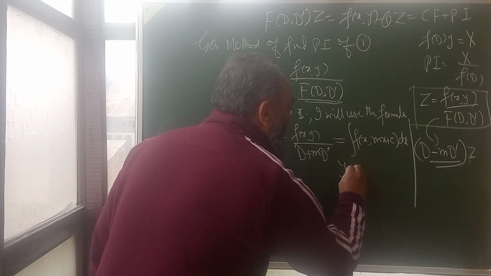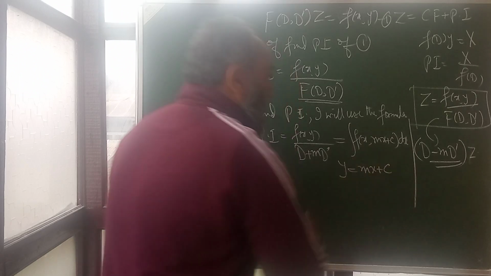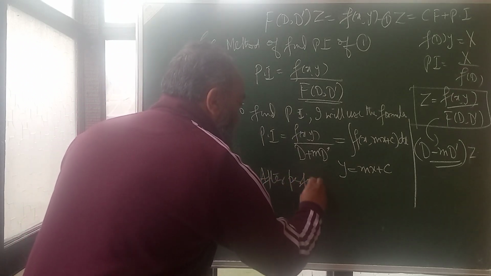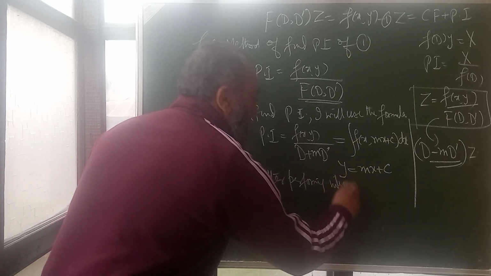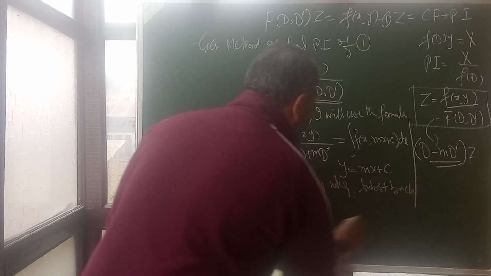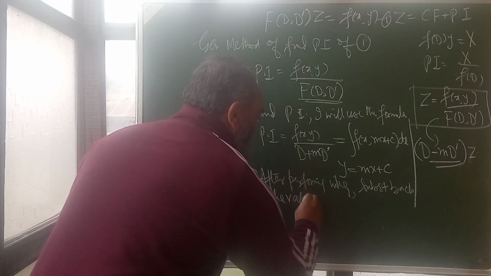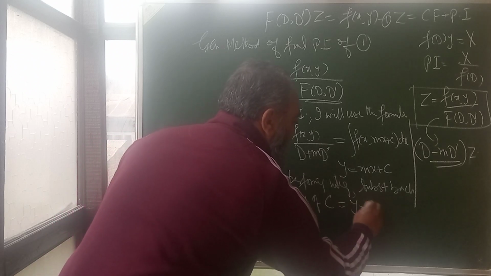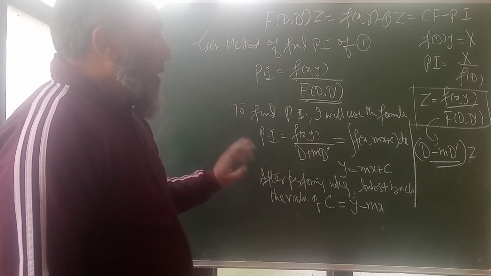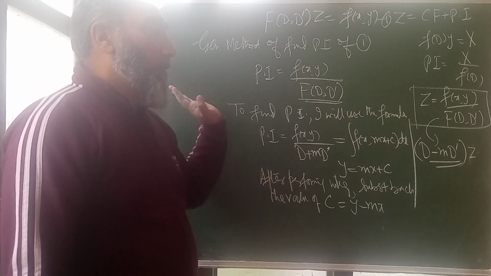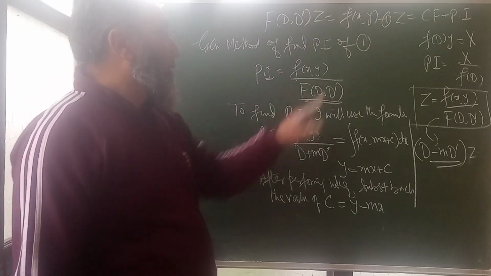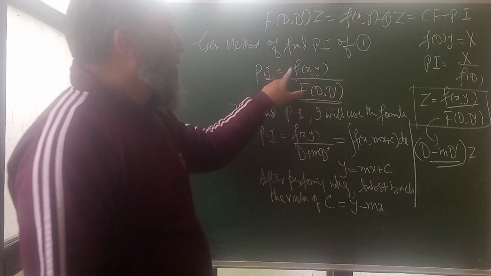It means I have to replace y by mx plus c. After performing the integration, substitute back the value of c, which is y minus mx. This is the formula. Now, why do we do this? Let me explain. If I have a general question, f(D, D') operating on z equals f(x, y), then the particular integral, as you know, is given by f(x, y) by f(D, D').